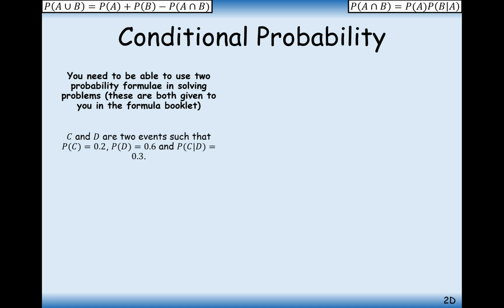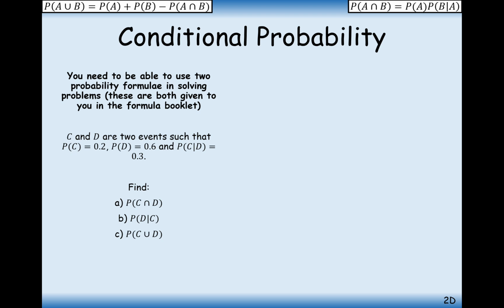C and D are two events such that the probability of C is 0.2, the probability of D is 0.6, and the probability of C, given that D is true, is 0.3. Find the probability of the intersection of C and D, then find the probability of D given that C is true, and then find the probability of C or D. So lots of good opportunities to use our two formulas here.